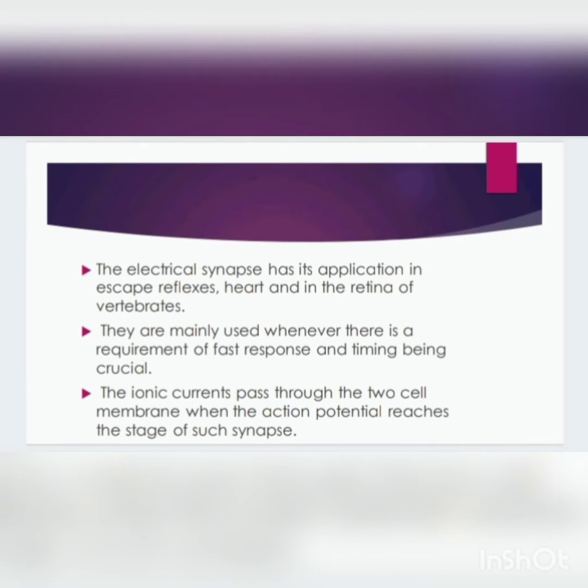The electrical synapse has its applications in escape reflexes, the heart and in the retina of vertebrates. They are mainly used whenever there is a requirement of fast response and timing being crucial. The ionic currents pass through the two cell membranes when the action potential reaches the stage of such a synapse.